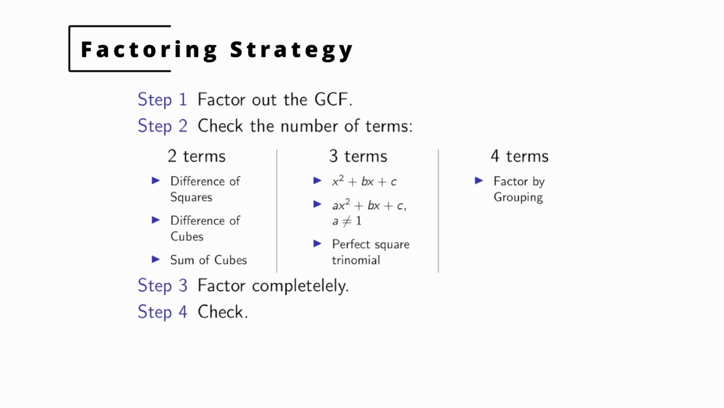If your leftover polynomial has two terms, then it is likely a difference of squares, a difference of cubes, or possibly a sum of cubes. Now, it's possible it can't be factored at all, and that's okay. If it has three terms, then it may be a quadratic trinomial of the form ax squared plus bx plus c, where the coefficient of x squared is 1 here. Or it may be ax squared plus bx plus c, where that a is not 1. We call these quadratic trinomials. It could also be a perfect square trinomial. Finally, if it has four terms, you will generally factor that by grouping. Again, it is possible that it is not factorable, and that's okay.